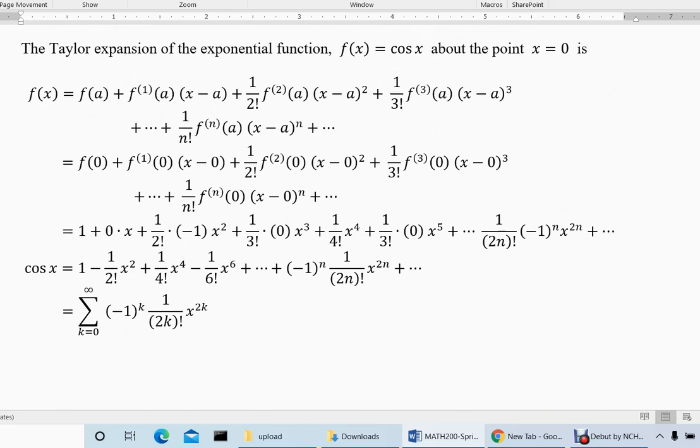Now again calculate. Your first term is f of 0, which is 1. Next term is first derivative into x minus 0. First derivative is 0. Second derivative is minus 1 divided by 2 factorial into x square. Then the third derivative is again 0. You will have the fourth derivative. So your cos x expansion is 1 minus 1 over 2 factorial x square plus 1 over 4 factorial x power 4 minus 1 over 6 factorial x power 6.